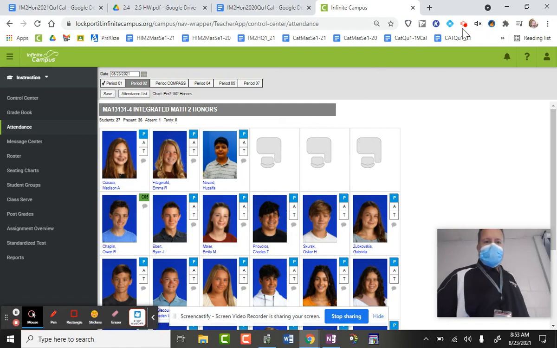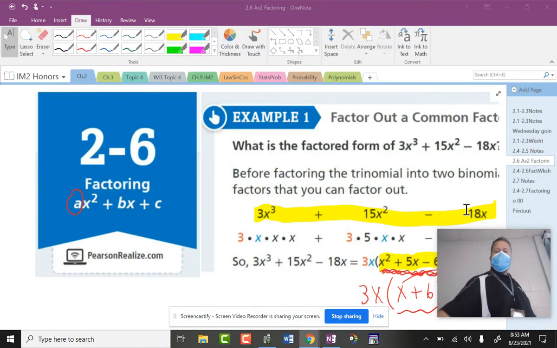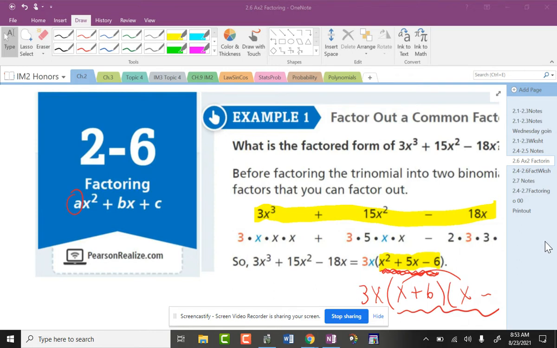There we go. It's not marked as attendance yet. Oh, well. Oh, now get rid of me. No one wants to see me.